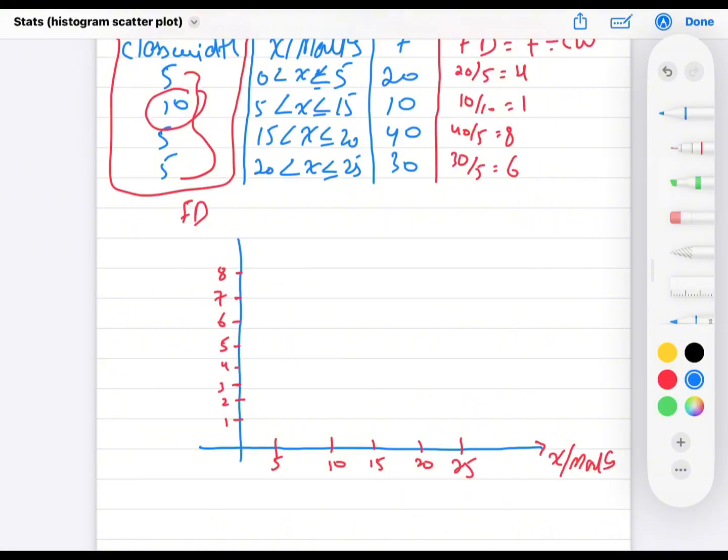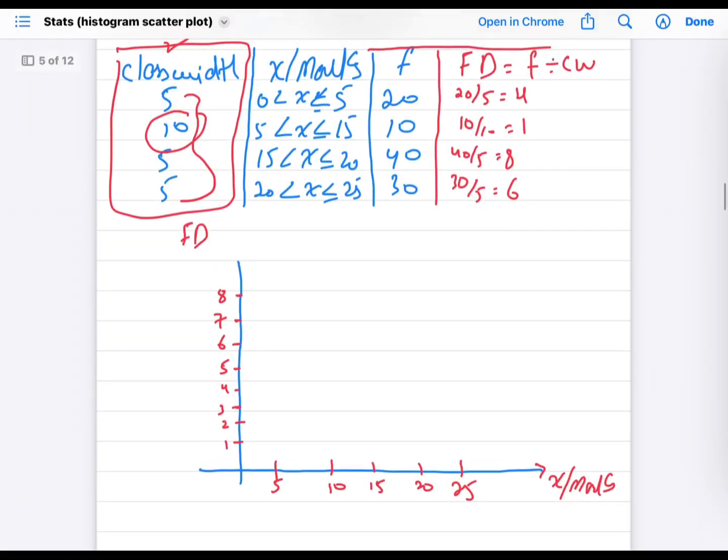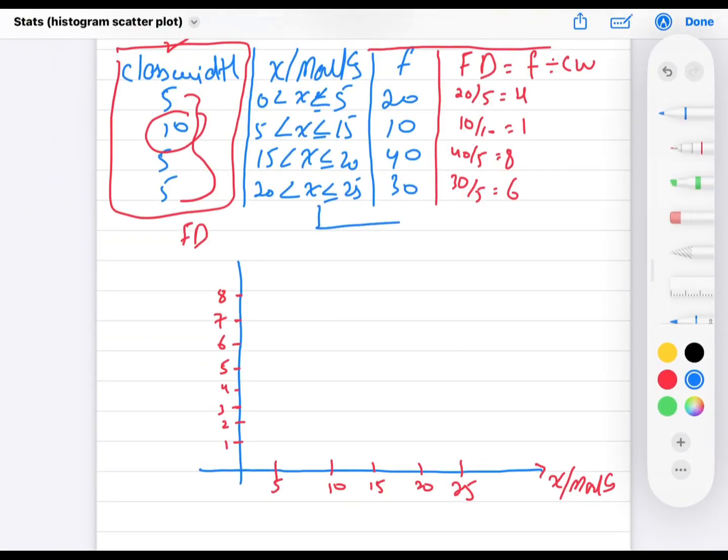So now we need to make a graph. Now we will see two things, x marks and frequency density, not frequency. So 0 to 5 will be 4. So I have to make there 4. Okay. And 5 to 15 is 1. 5 to 15 is 1. 5 till 15, so you have to join it, continuous data. 15 to 20 is 8. So we have 8 here at the top. Now 20 to 25 is 6. So here we have a 6.